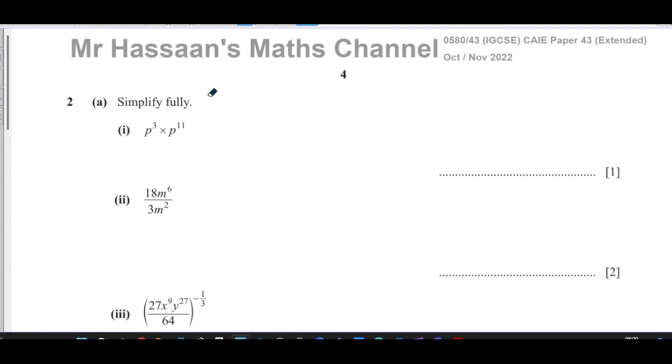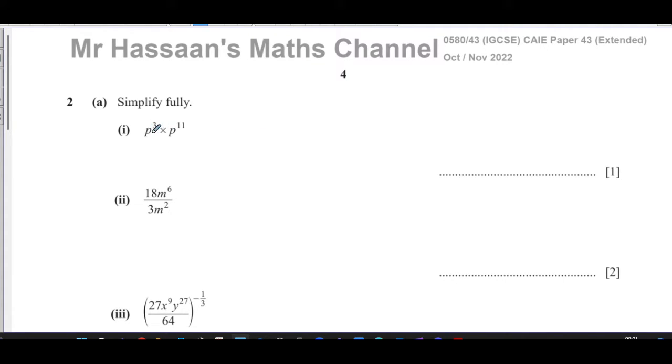From the October-November 2022 paper 4, variant 3, Cambridge 0580 IGCSE paper. This question here in part 2A is all about the rules of indices. Somebody asked me about part 3, but I'm going to go through all of them just to make sure that everyone understands and to make the video complete.